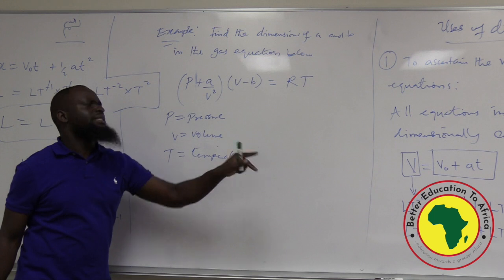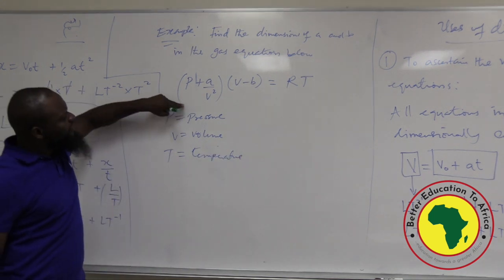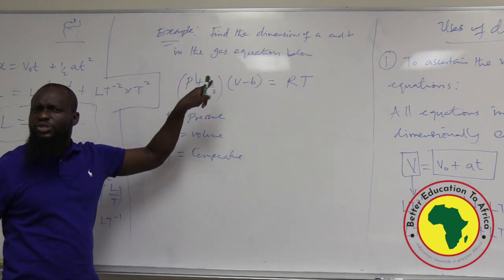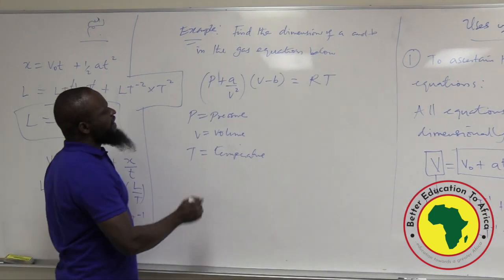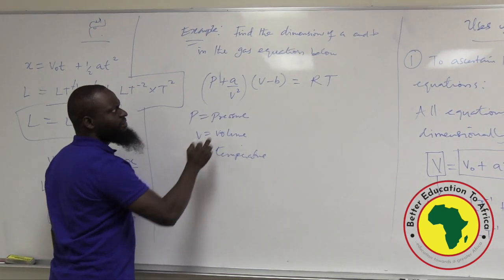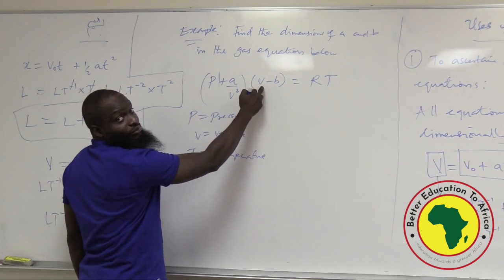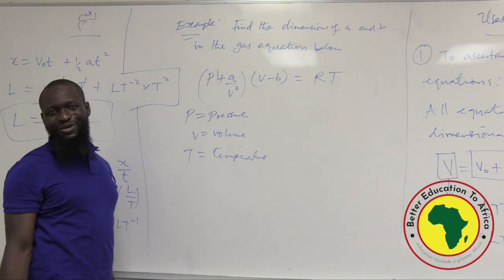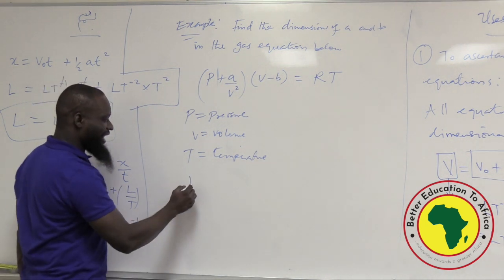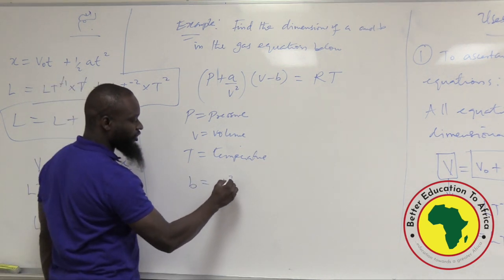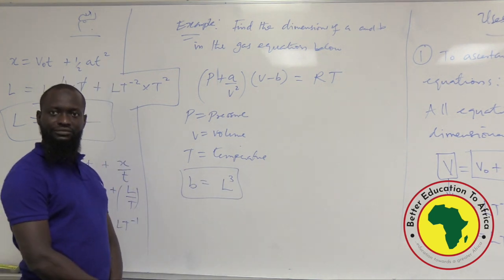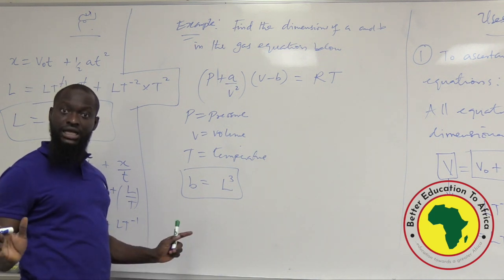We don't even need the right-hand side to solve the problem. Just look at the left-hand side. We don't know what A and B are. We want to know the dimensions of A and B. I'll start with B. B is subtracted from volume. Only volume can be subtracted from volume. You cannot subtract anything else from volume. So B will have the same dimensions as volume, L cubed. I've gotten the dimensions of B. Simple, as easy as taking a Fanta.